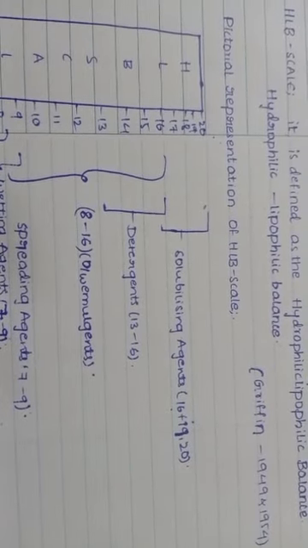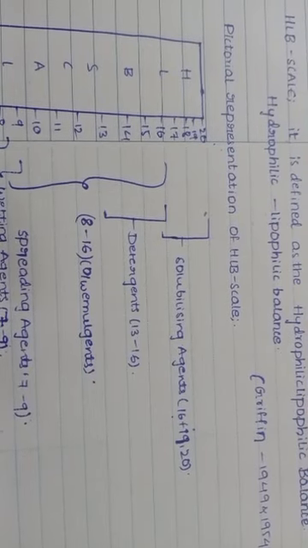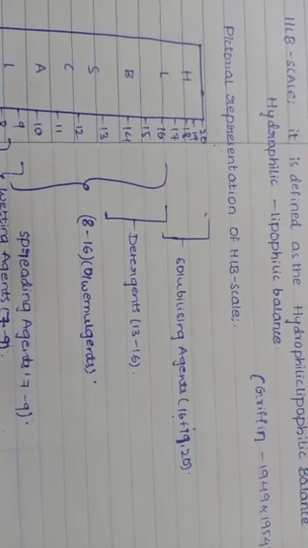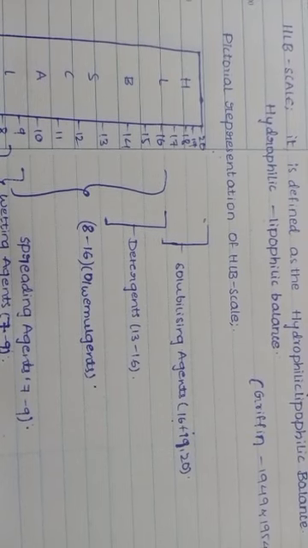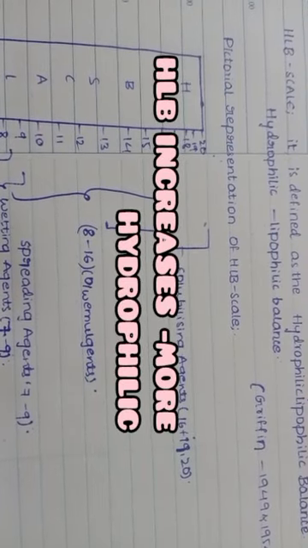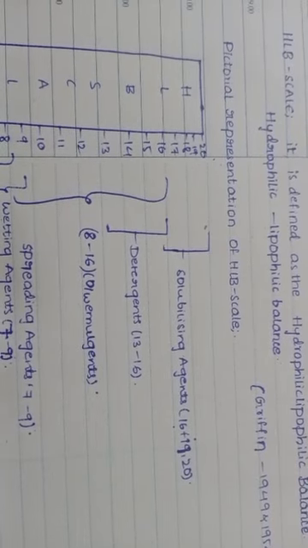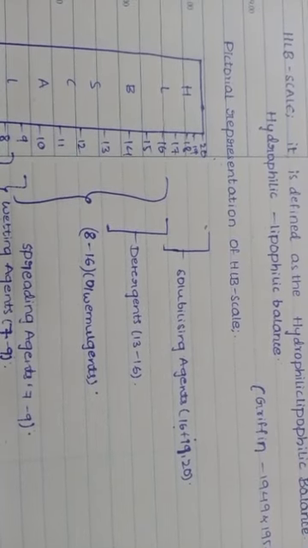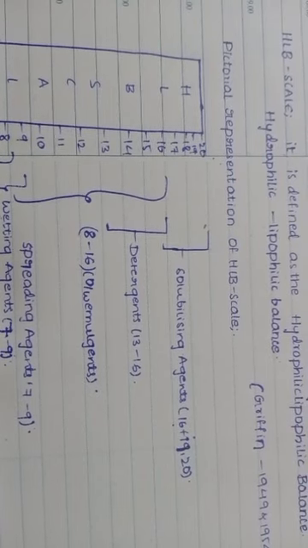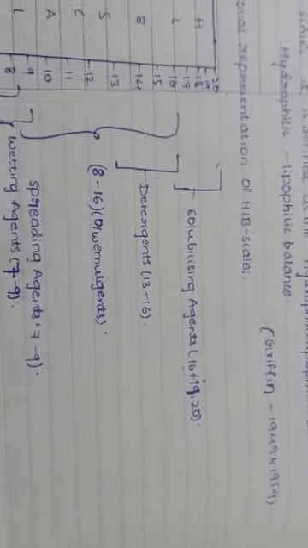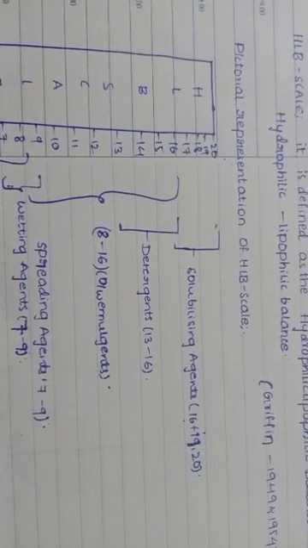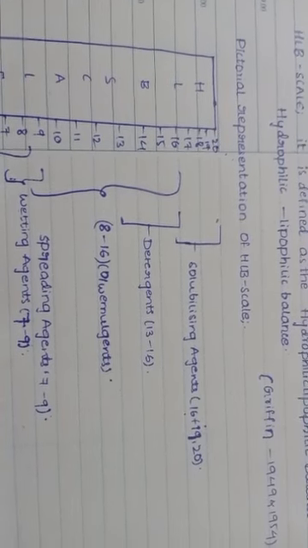And here when the hydrophilic nature increases, the HLB scale value also increases, and when the lipophilic nature increases, the HLB value decreases. Means if the HLB value increases, then it is more hydrophilic. If the HLB value decreases, then it is more lipophilic. So this is the complete introduction of the HLB scale. So here, why do we choose this? Because we have to identify what property the surfactant is exhibiting.